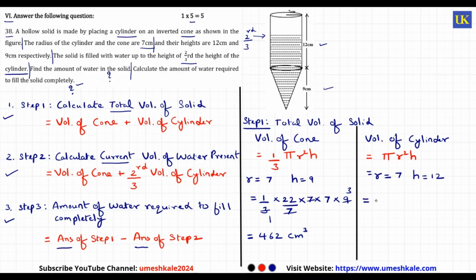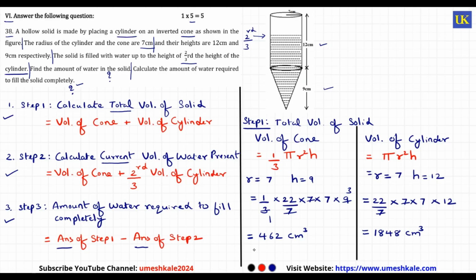Now we will input the values. So the pi value is 22 by 7 into radius is 7 into 7 into height is 12. Now what we will do is we will cancel it. So 7 and 7 is what we can cancel, and remaining things we will multiply. So 1848 centimeter cube. So these are the volumes.